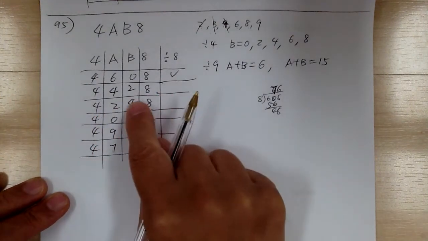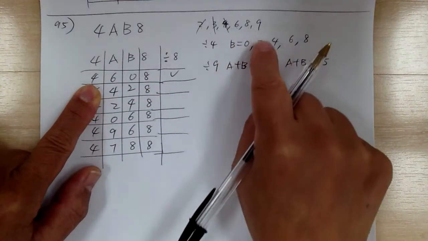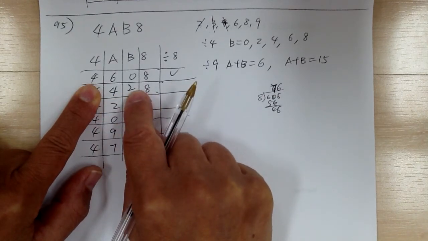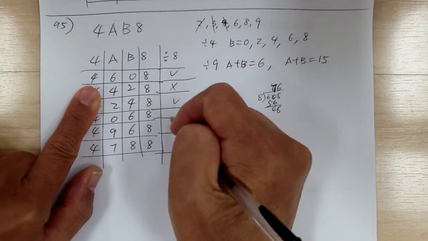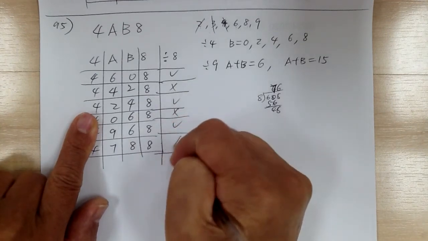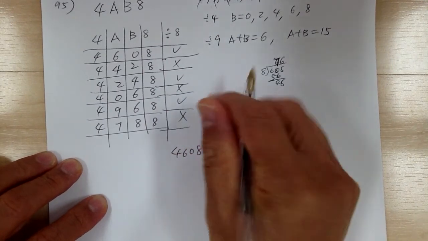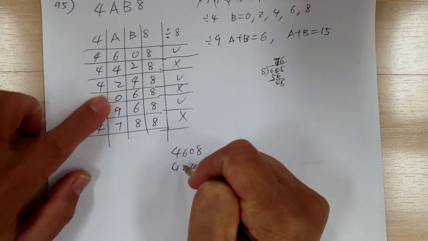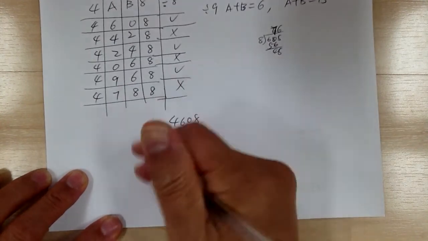So you can go and check, do the divisions. Can this divide by 8? Remember, in order to be divisible by 8, the last 3 digits have to divide by 8. So this one is no good when you try it out. This one is good. This one no good. This one is good. This one is no good. So the 3 numbers that are good would be 4608, 4248, and then 4968.